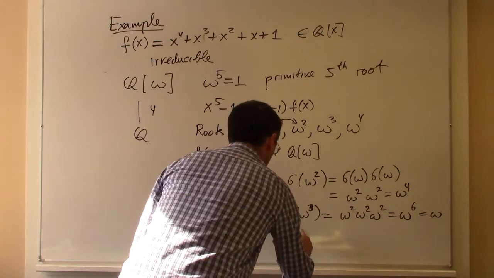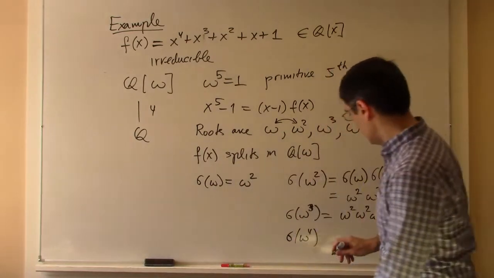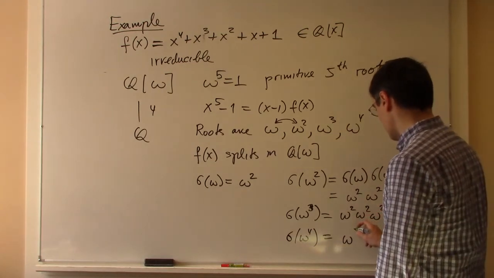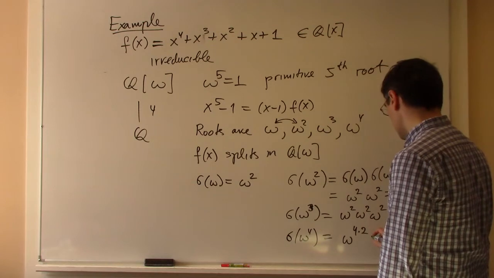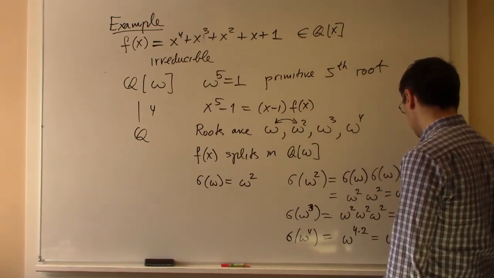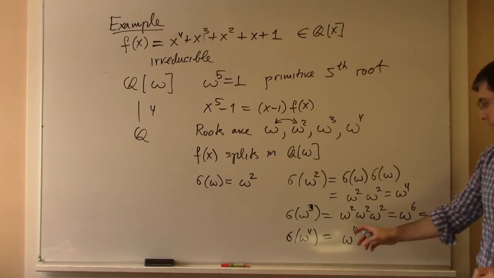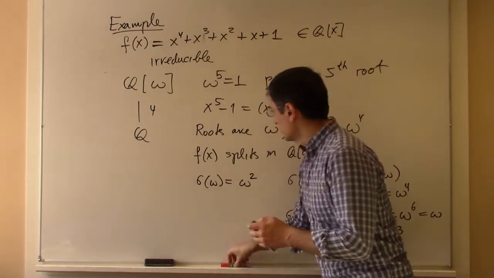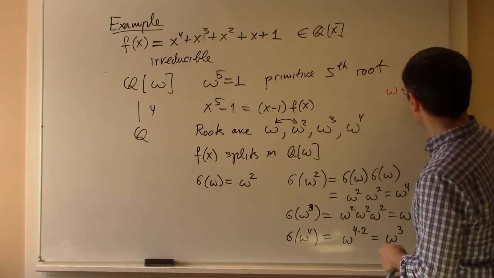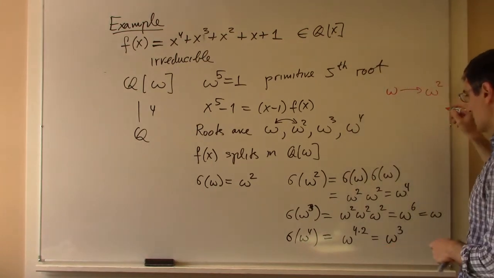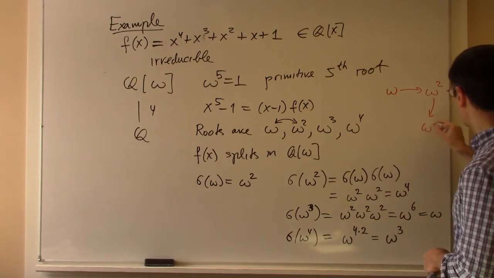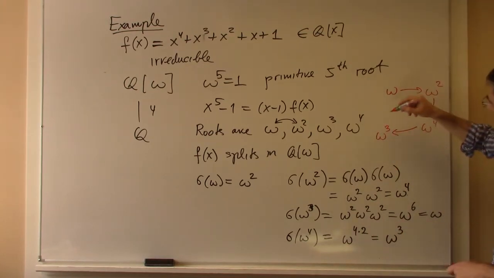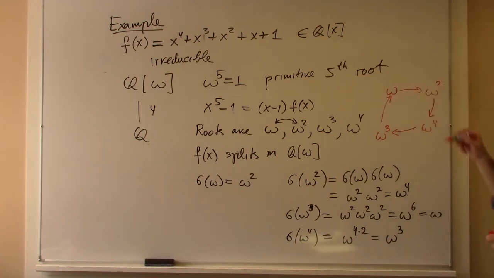So if you're applying it to omega 4, by the same principle you're getting 4 times 2, and you're getting omega cubed, because 8 mod 5 is 3. So in fact, if you draw the permutations, this sigma sends omega to omega squared. Omega squared goes to omega 4, and then omega 4 goes to omega cubed, and then omega cubed goes to omega. So this is how sigma acts.